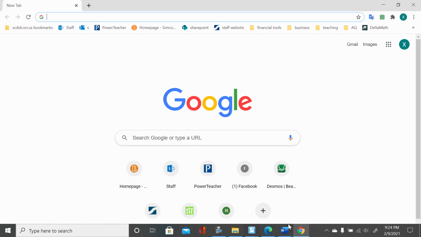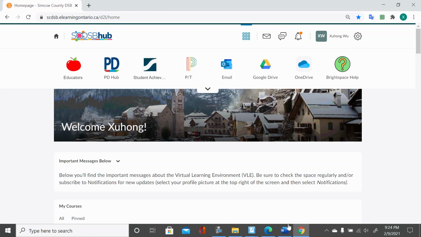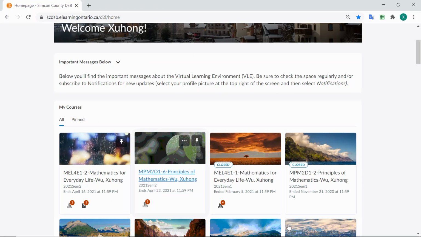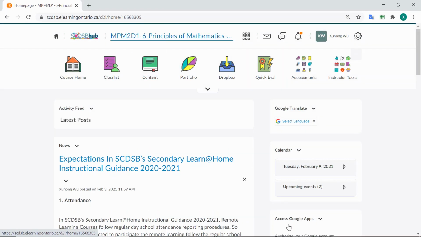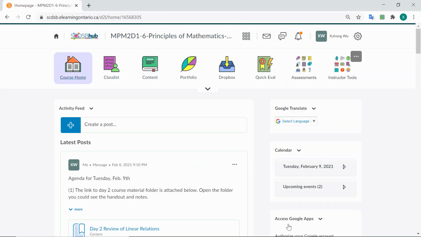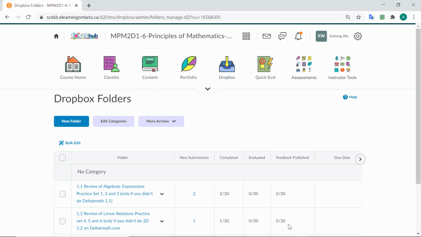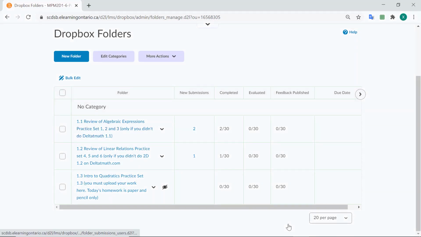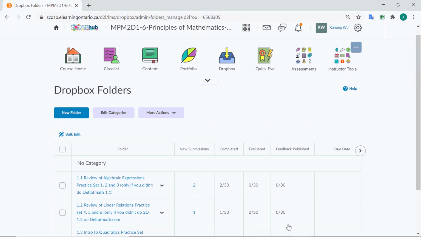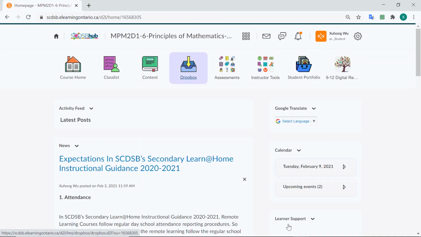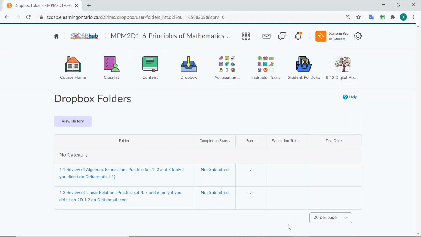And now I want to show you how you are going to submit your homework to D2L. So you scroll down, find the MPM 2D 1-6, then you will see you have Dropbox here, and you have 1.1, 1.2, 1.3, and for today's homework, you click on 1.3, and I will change my setting to student view, and this is what you are going to see. So I just show you another one.